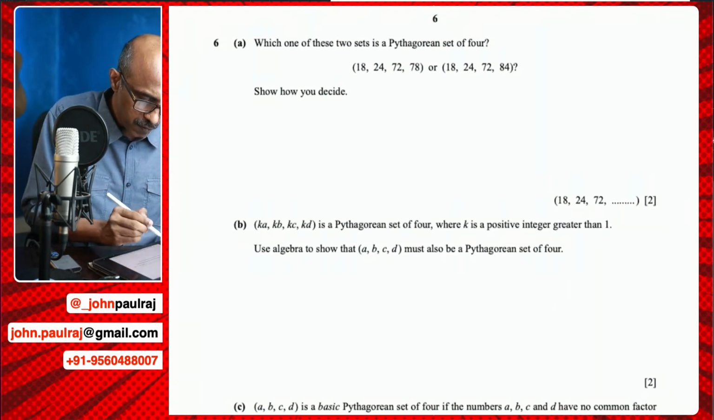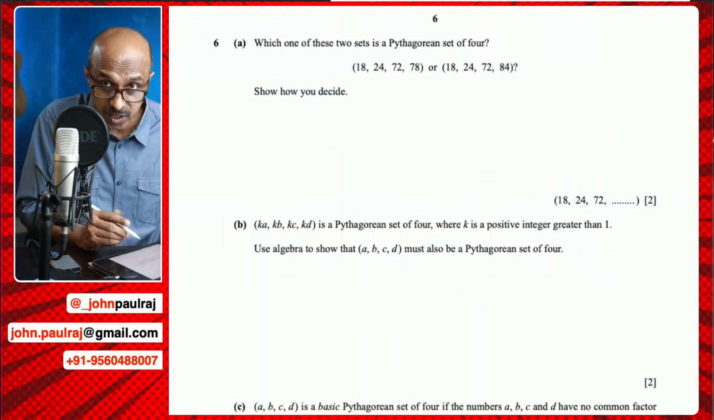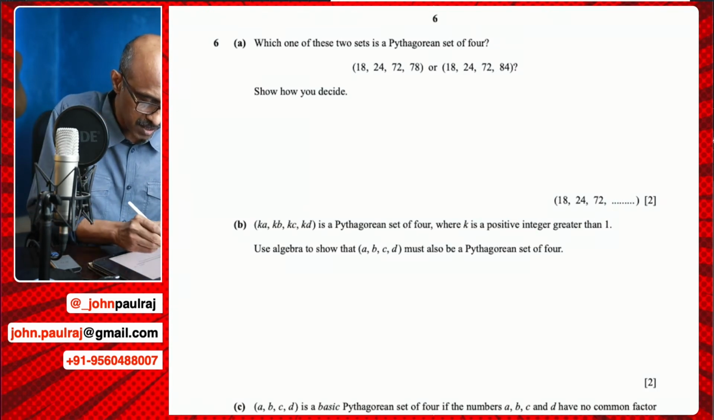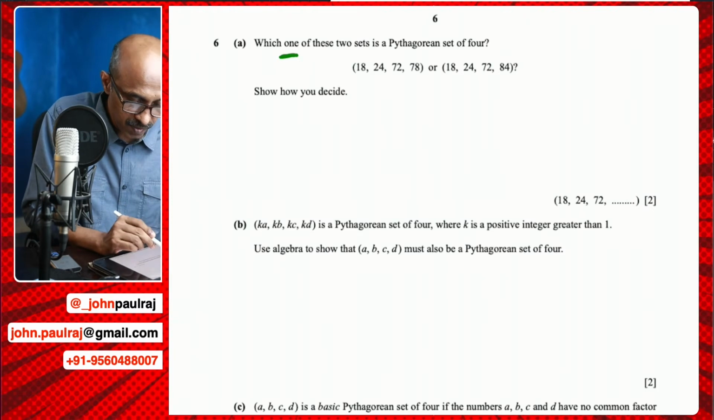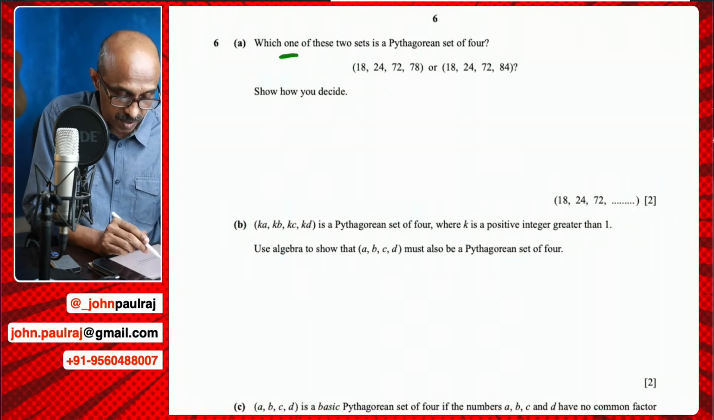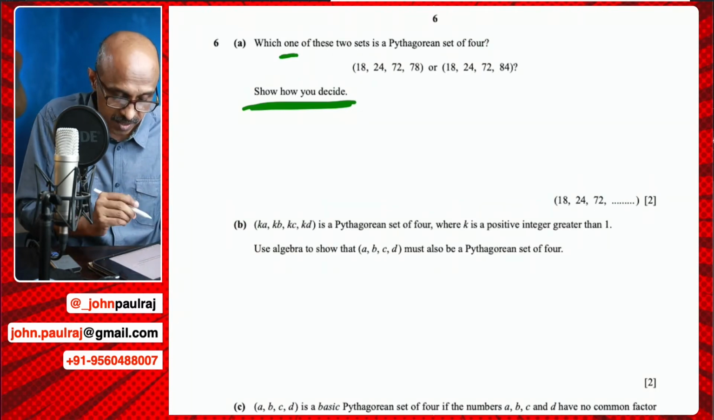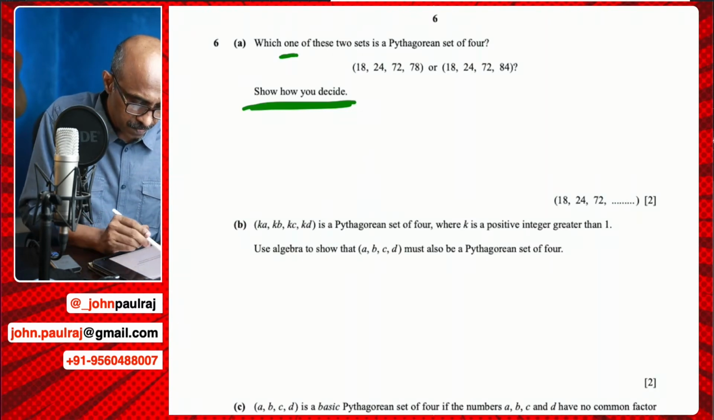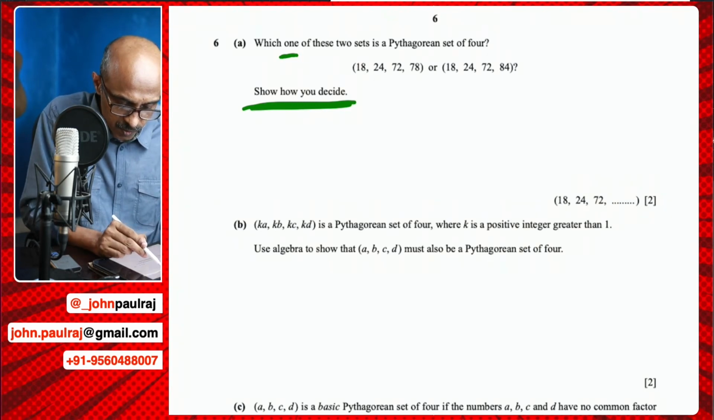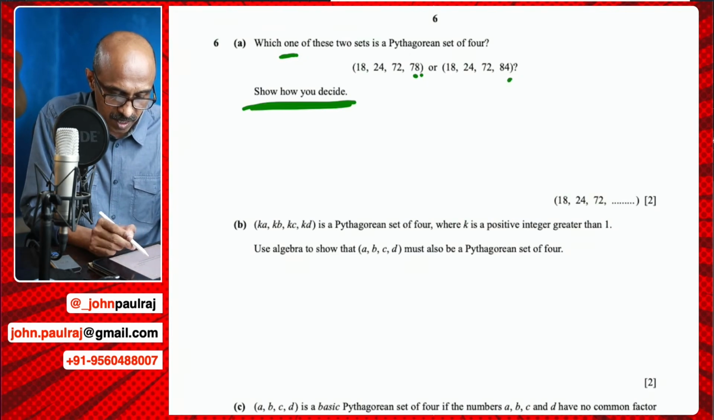Which one of these two sets is a Pythagorean set of 4? There are two sets given, and one of them clearly is not a Pythagorean set apparently. And we are asked to show how you decide. Both of them have the first three the same: 18, 24, 72, ABC are the same. It's just the D that's different. One is 78, one is 84.